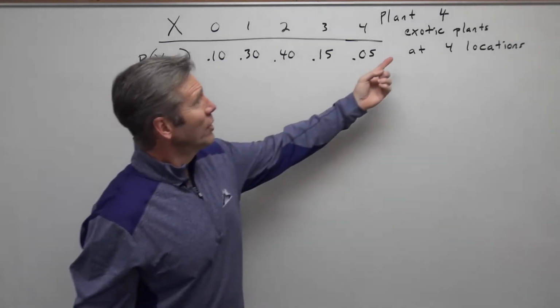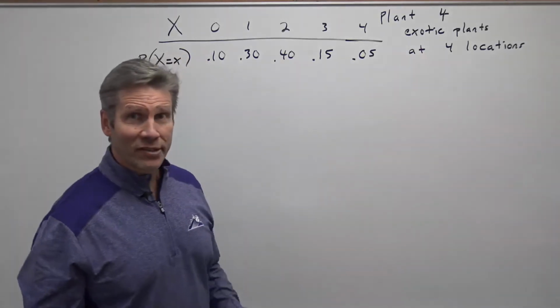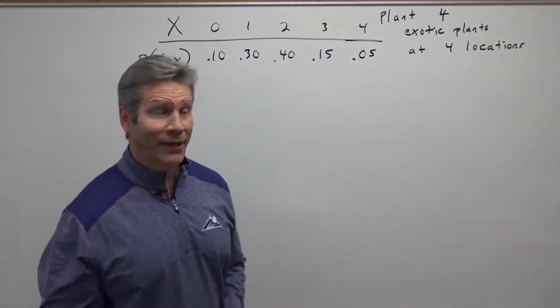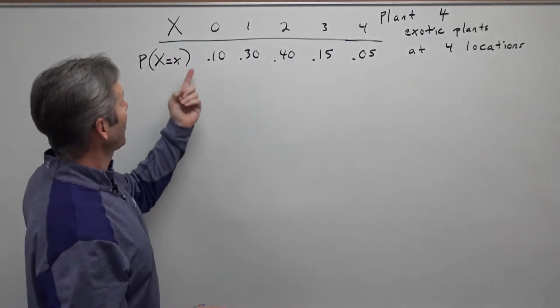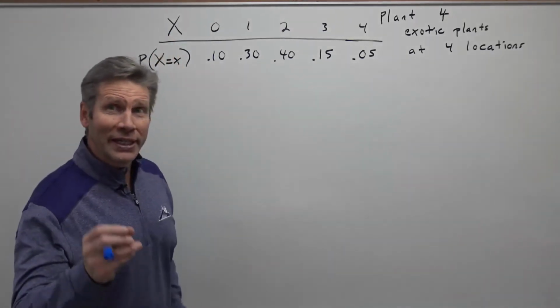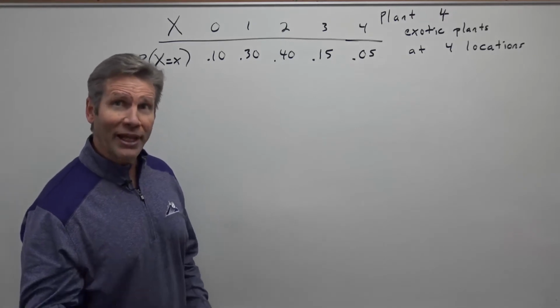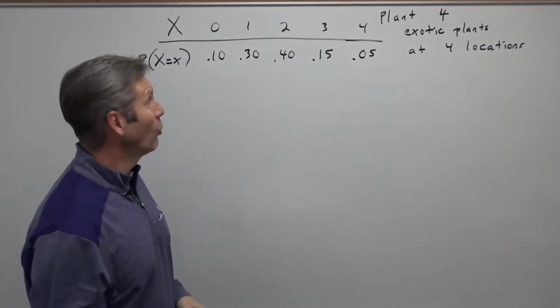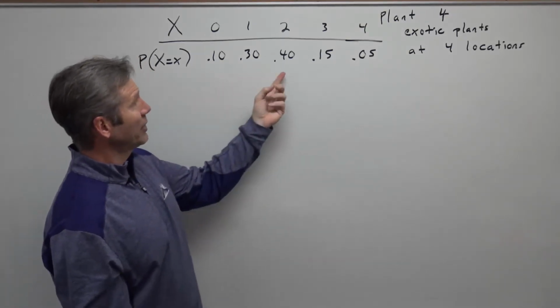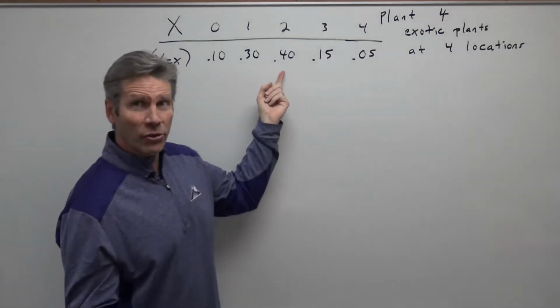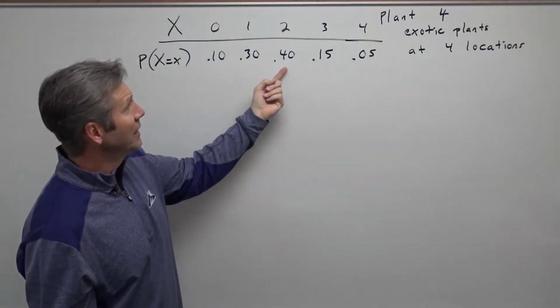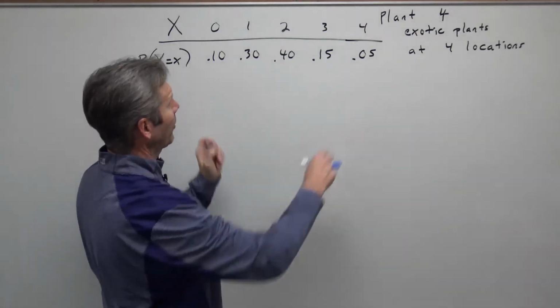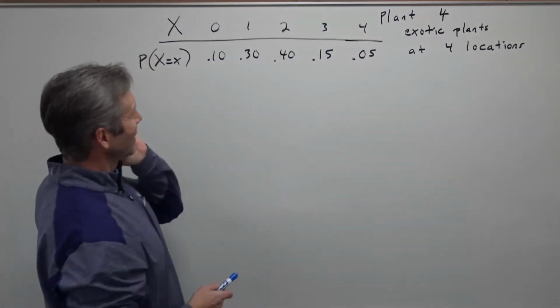Let's suppose you've planted 4 exotic plants at 4 different locations around town, and these are the probabilities. X, the random variable, is how many of those 4 plants are going to survive and do well. And these are the probabilities then. The highest probability is that 2 out of the 4 plants will succeed. That's 40%. Notice all the probabilities add up to 1.